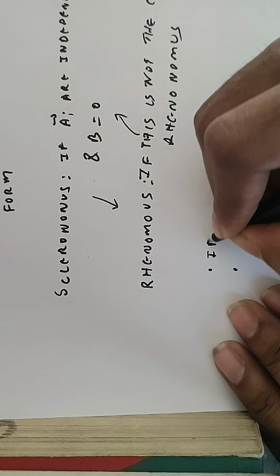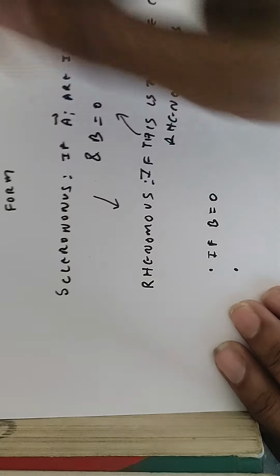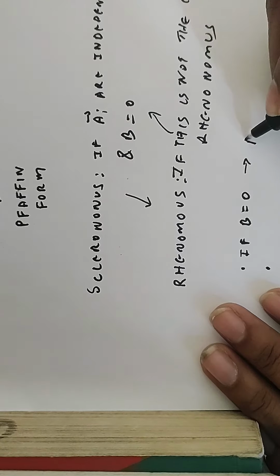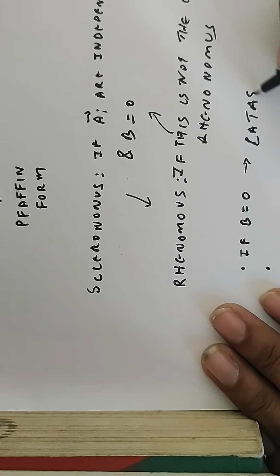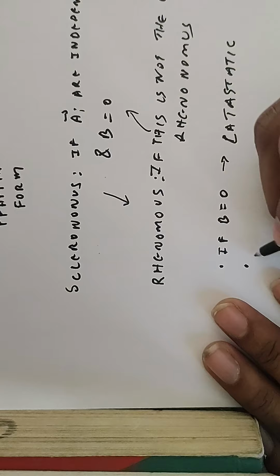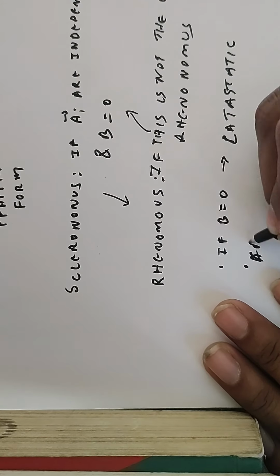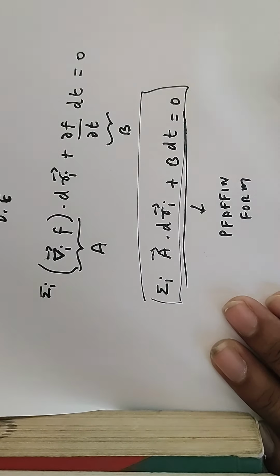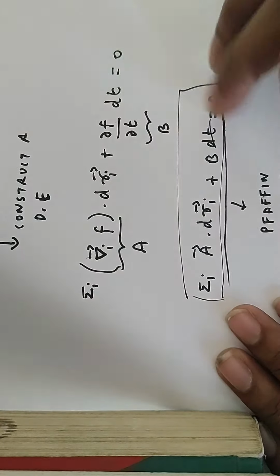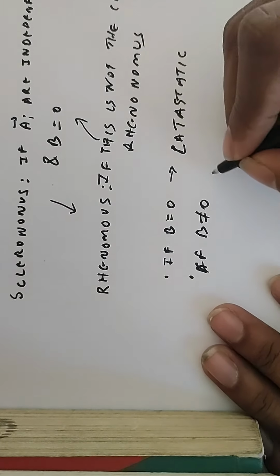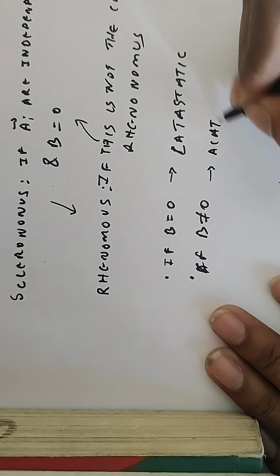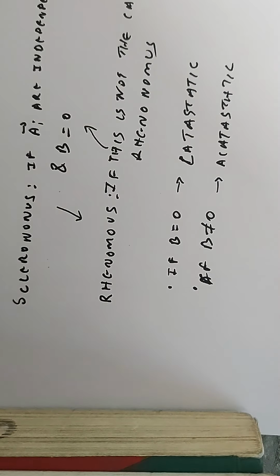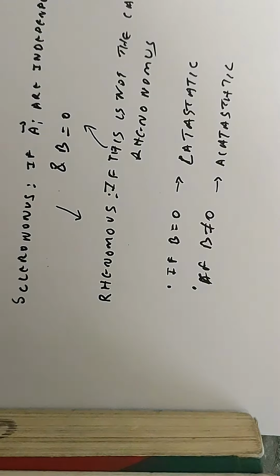So if B is equal to 0, it corresponds to a condition called catastatic. Static means equilibrium. And if B is not equal to 0, there is going to be a dt term, and d by dt, there is going to be a change with respect to time, there is going to be a catastatic condition. So this is all about the constraints so far.